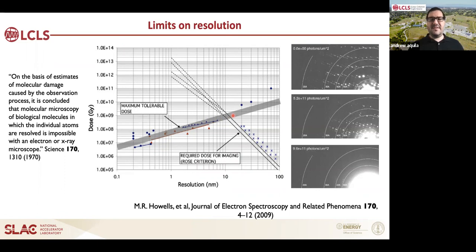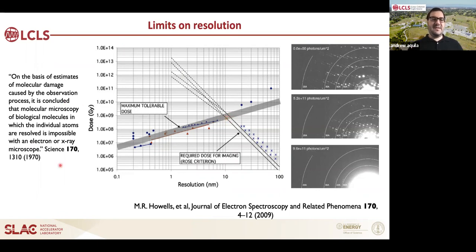And at somewhere around 10 nanometers, depending on the sample and how it absorbs, you end up hitting a wall where you cannot actually image beyond about 10 nanometers without causing enough dose, even for a frozen sample, to destroy the resolution at 10 nanometers.